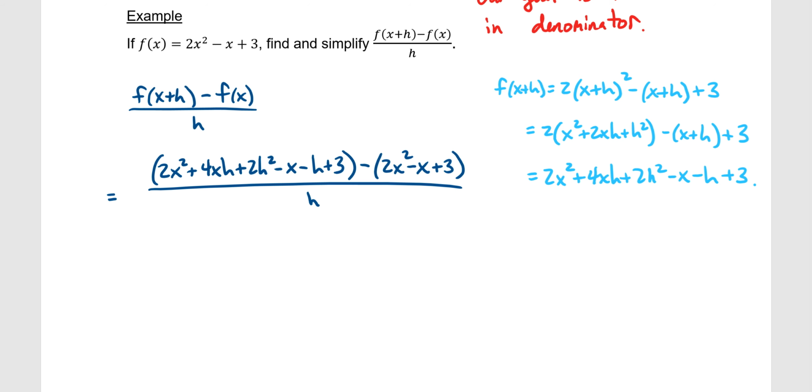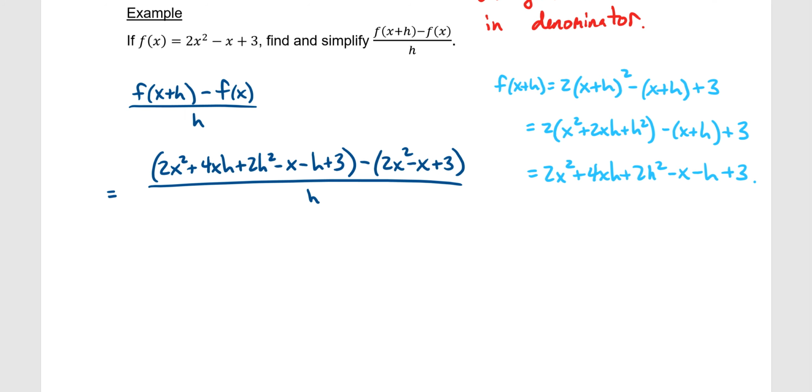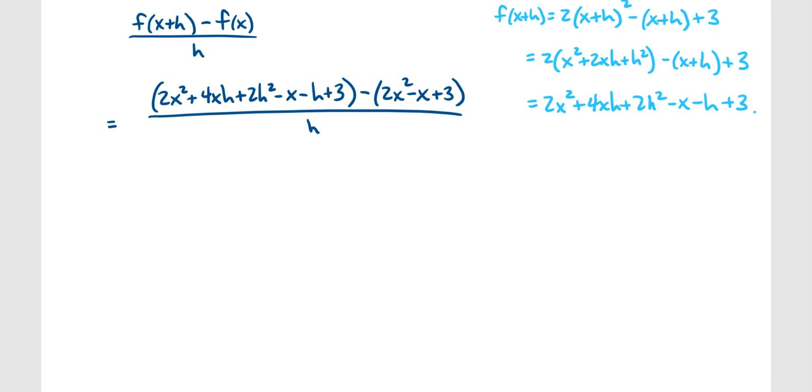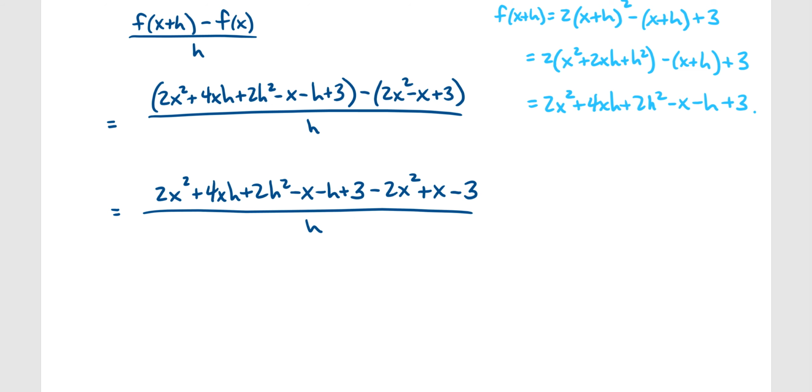Okay, so once we get this, what's going to happen? Since we have a polynomial, and this will always happen for polynomials, we can completely cancel off f of x using what we have on the left. So let's distribute that negative. I'm going to drop the parentheses. And let's distribute that negative on the right. So that's minus 2x squared plus x minus 3, all divided by h. And now let's see what cancels out. We have 2x squared minus 2x squared cancels, negative x plus x, and 3 minus 3.